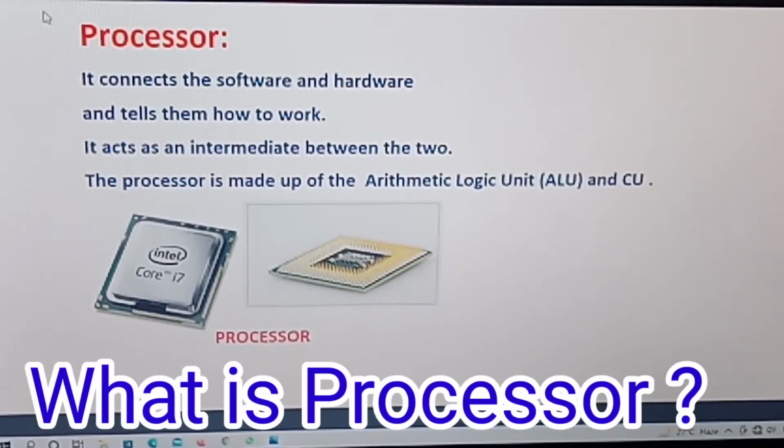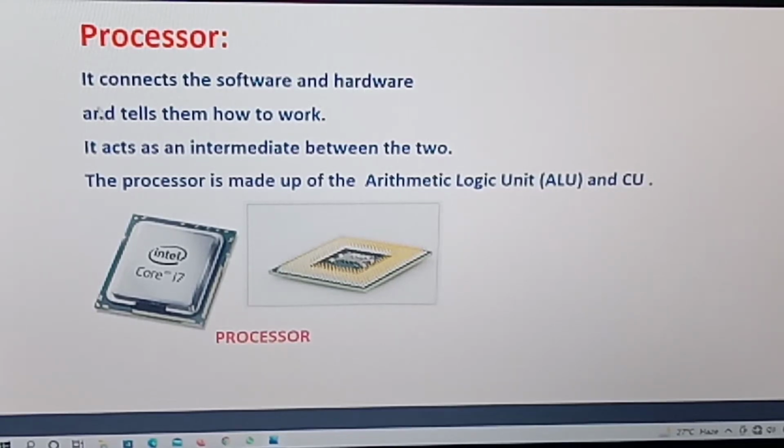Processor. It connects the software and hardware and tells them how to work. It acts as an intermediate between the two. The processor is made up of arithmetic logic unit ALU and CU. This is the picture of processor.